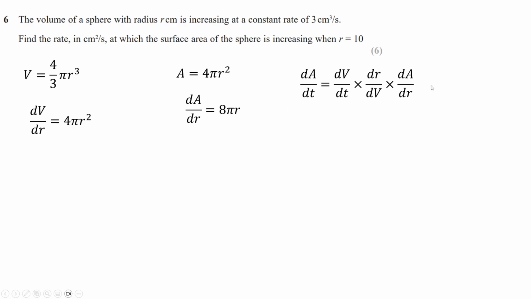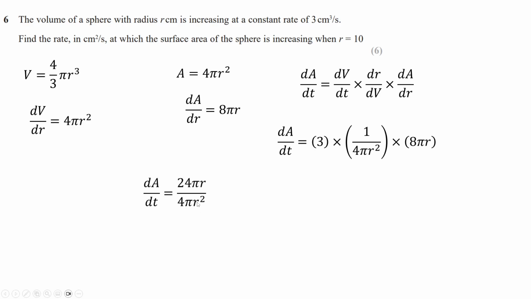And the reason why I've done this is because if you notice, this dr cancels, and then this dV cancels, so you get dA over dt. Because obviously we want the surface area changing with respect to time. We want the rate at which the surface area is changing. Okay, so we'll just plug this in. We know this, we know this, we know that. Plug it in to get that.